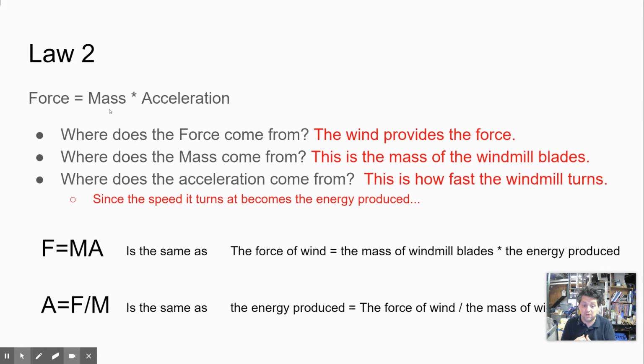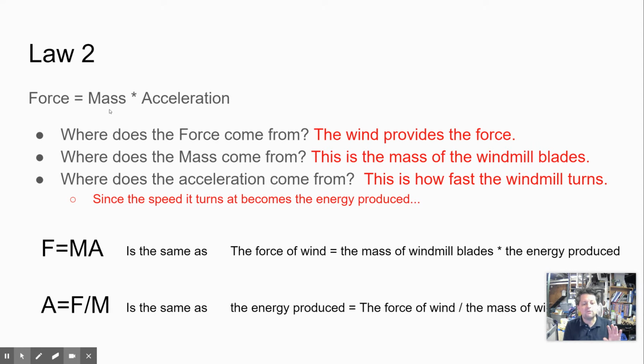Which means the acceleration is what I'm going to be measuring. It's what I'm interested in getting. I want the acceleration piece. So where does that come from? That's how fast the windmill turns. And since the speed it turns at becomes the energy it produces, it means that the more I can get it to spin, the more energy I'm going to produce from it.